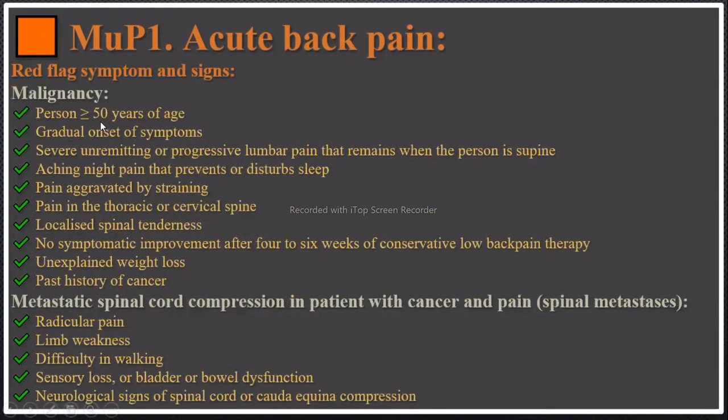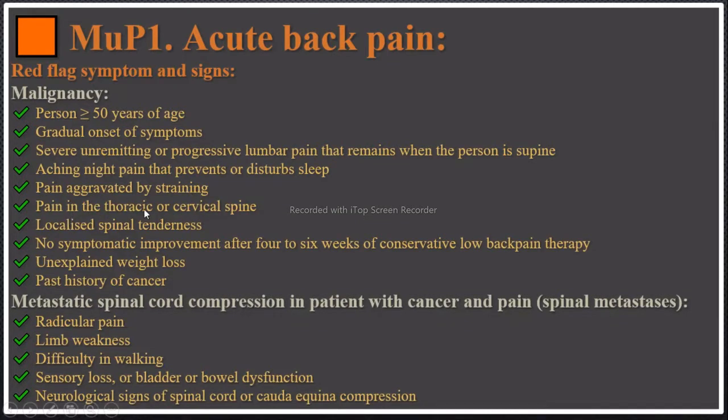Malignancy, you will find the patient more than 50 in the scenario, gradual onset of symptoms, severe unremitting or progressive lumbar pain that remains when the person is supine. So supine here will be specific in the scenario. Aching night pain, so it's specific for malignancy. Prevents or disrupts sleep, specific. Pain aggravated by straining, so malignancy.